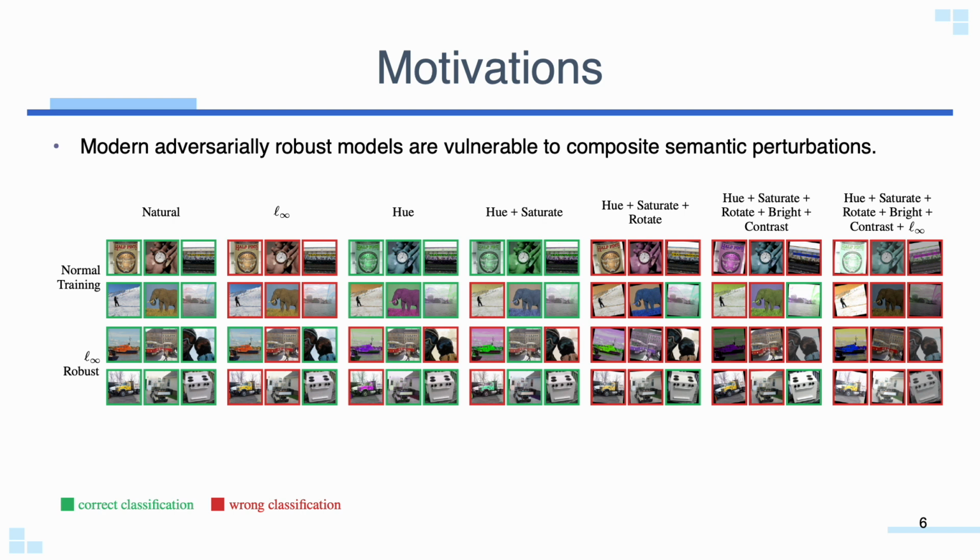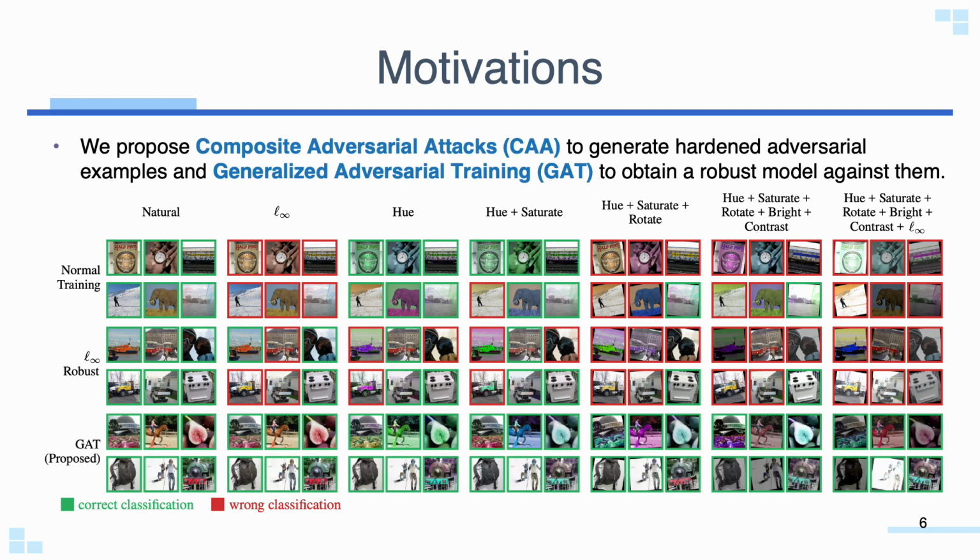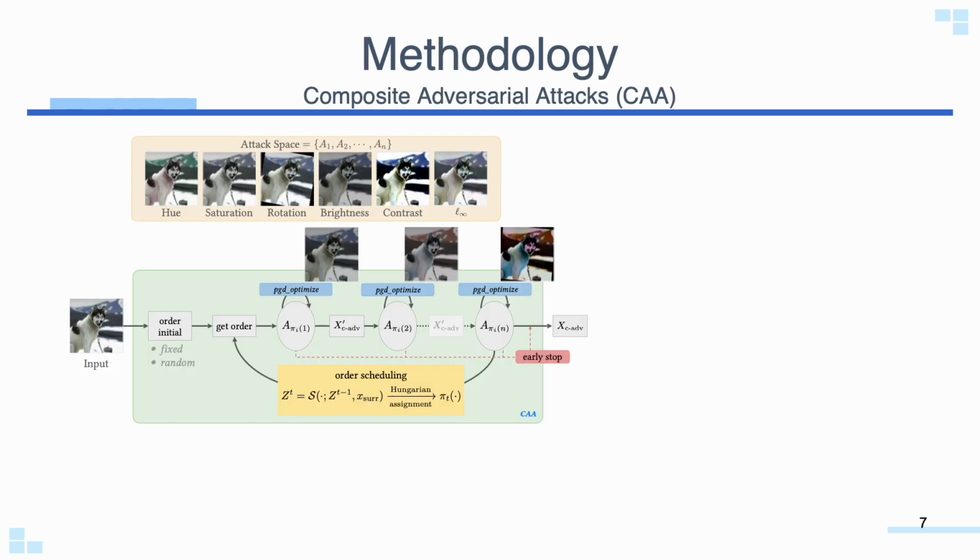Therefore, we propose composite adversarial attacks, CAA, to generate hardened adversarial examples and generalized adversarial training, GAT, to obtain a robust model against them. The first part of our methodology is composite adversarial attack. Given an input image X and the attack space A1 to AN, CAA could generate the composite perturbation for it. First, since we have multiple attack components in each attack space, CAA will optimize the attack order, and when the order is determined, CAA would optimize each attack component.